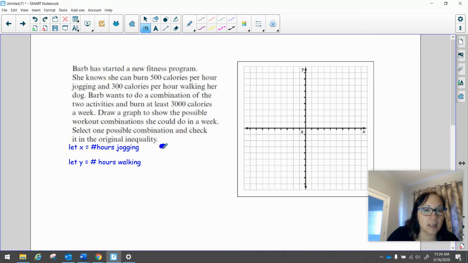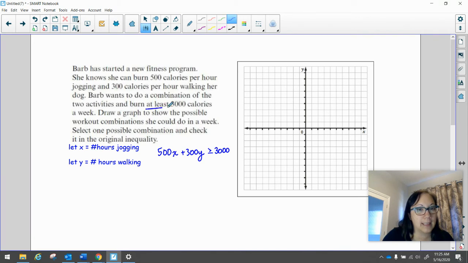So by jogging, she burns 500 calories. So 500 times X, the number of hours jogging, plus 300 times Y is going to be greater than or equal to 3,000. She's okay with being greater than 3,000. She doesn't want to be less than 3,000, so at least 3,000 calories.